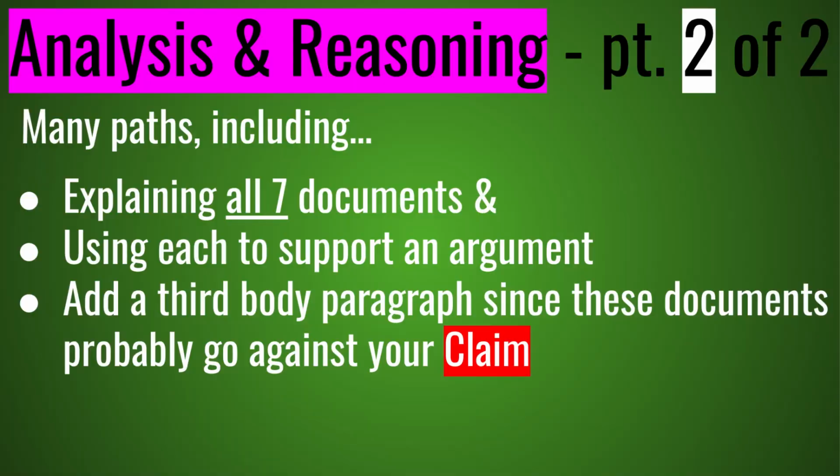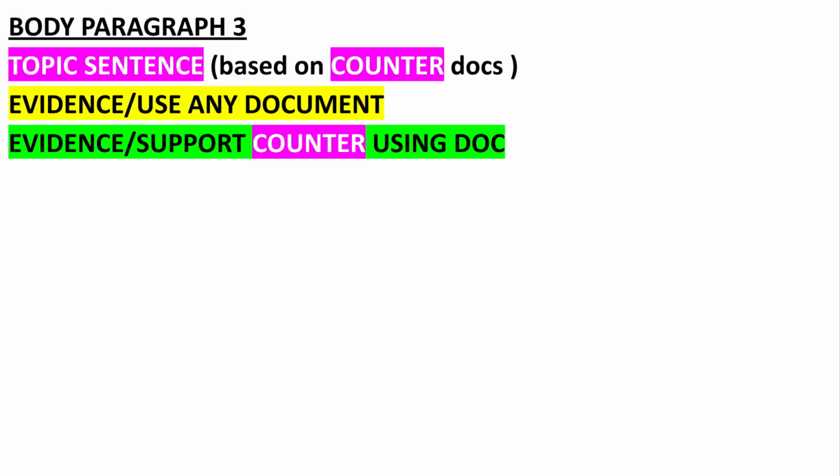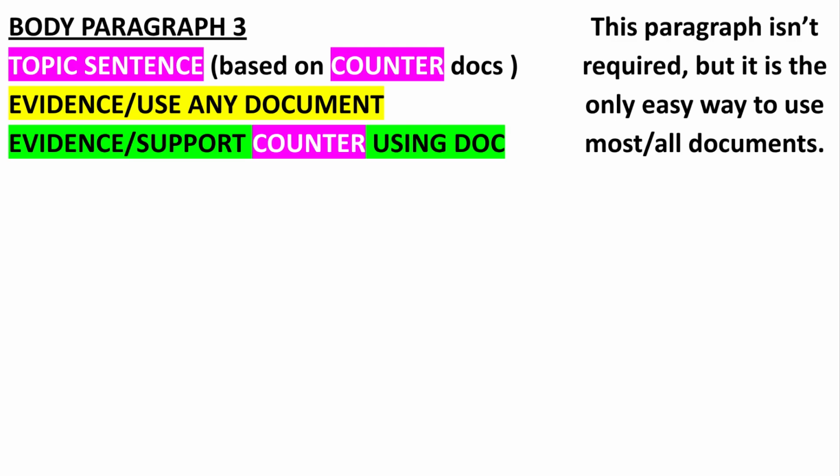Now, maybe we don't like that path. Are there other paths? Of course there are. Another path is explaining all 7 documents. If we use all 7 documents to make our argument, that is worth the complexity point as well. So what I would do here, again, is add a third body paragraph to use these documents that go against me. It starts just like my last suggestion: start with the topic sentence and establish a counterpoint, then use the document, explain it, and use it to support that counter argument, and do that with basically all of the documents.